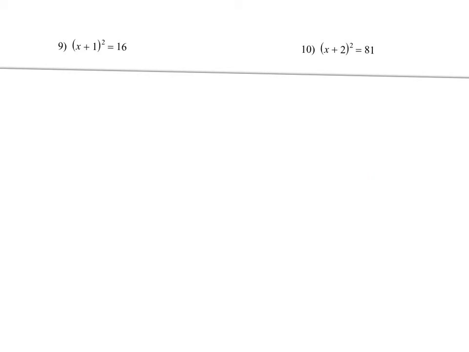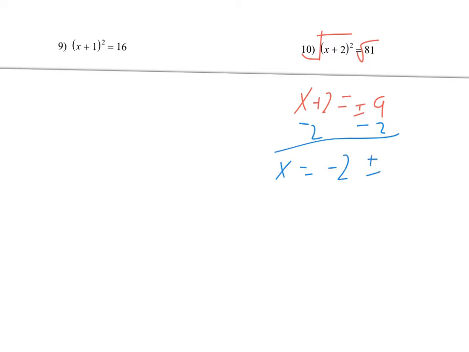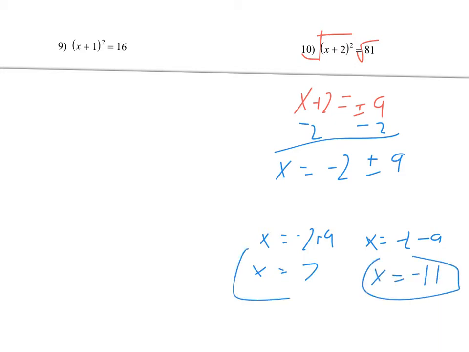All right, next up here, number 10. So I'm going to start off here by taking a square root of each side. So I get x plus 2 equals plus or minus the square root of 81, which is 9. And now I'm going to subtract the 2 over, so I get x equals negative 2 plus or minus 9. Once again here, I need to split this up and do it twice as negative 2 plus 9 and negative 2 minus 9. And so I get 7 and I get negative 11.